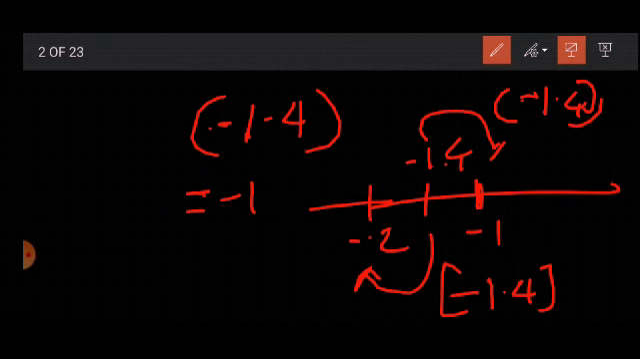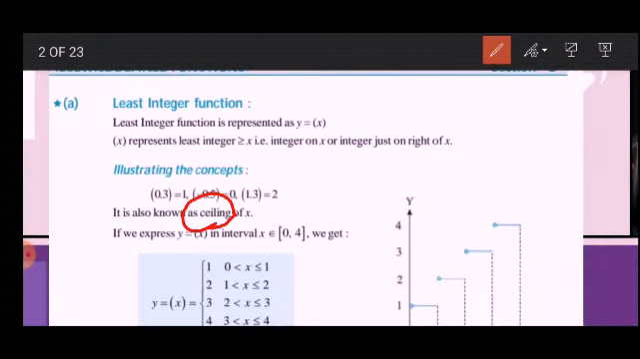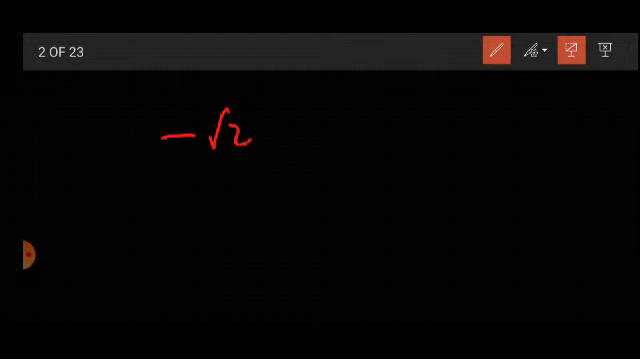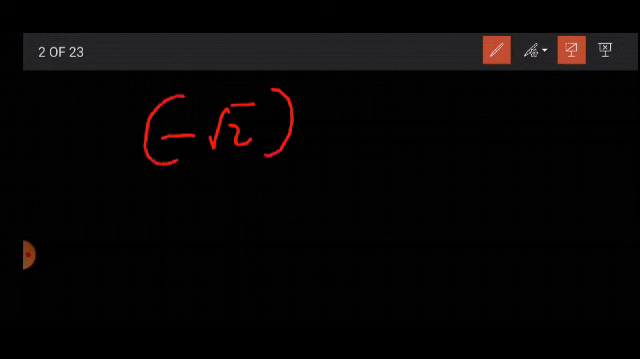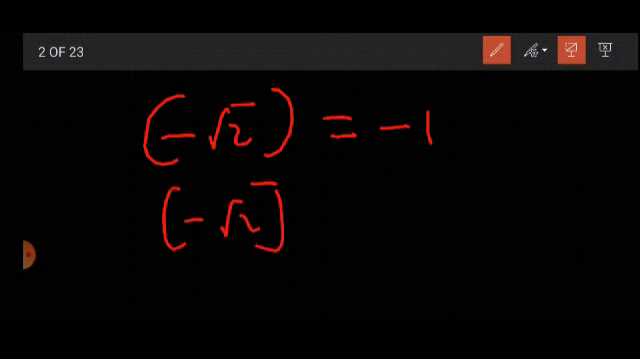Let's take some more examples to think about this. Take minus root 2. Where is minus root 2? Now we want to find the ceiling of minus root 2. Minus root 2 is minus 1.414, the same as previous, so the ceiling result will be minus 1. But the GI of minus root 2 will be minus 2.